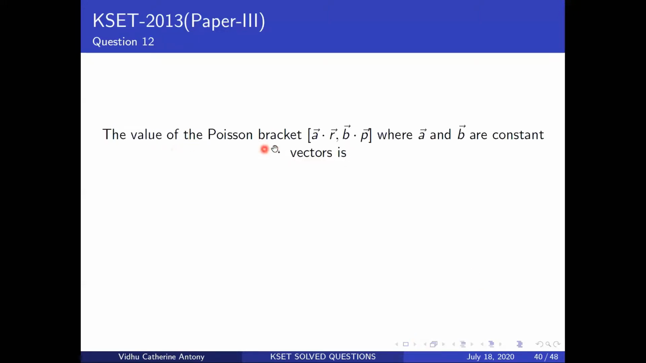The value of the Poisson bracket A dot R, B dot P, where A and B are constant vectors, is... This is the same calculation, but here instead of your Q you put a vector R, and instead of just a P you put a vector P. You realize that they have put vectors here, but they haven't put any vectors here. It's option D, but they should have put vectors here too in the options.